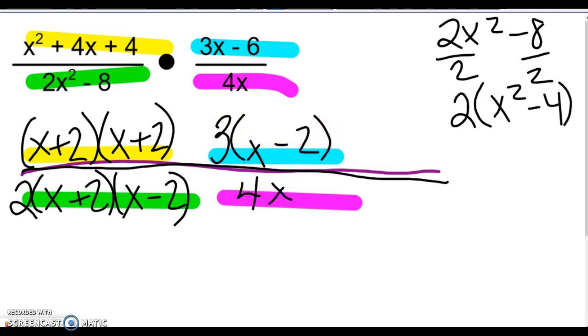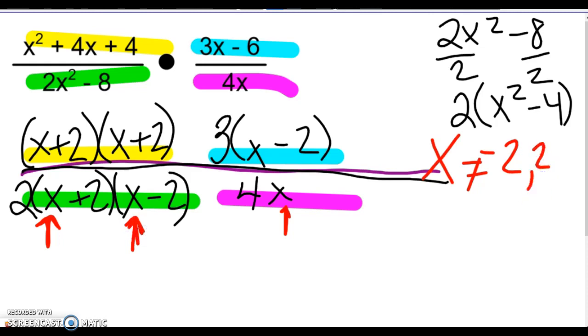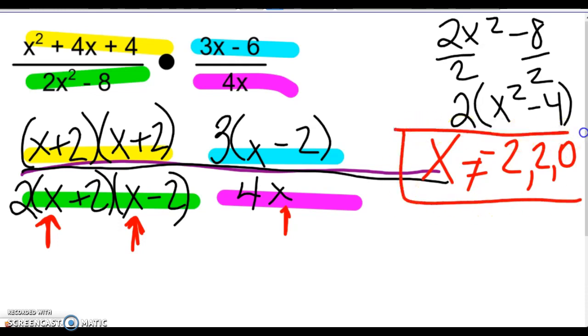All right, do you see on the bottom there are 3 x's? This one, and this one. So that means there are 3 excluded values. So x equals what's right here? Can't be negative 2. How about right here? Positive 2, and how about here? That one is 0 because there's no pluses or minuses.